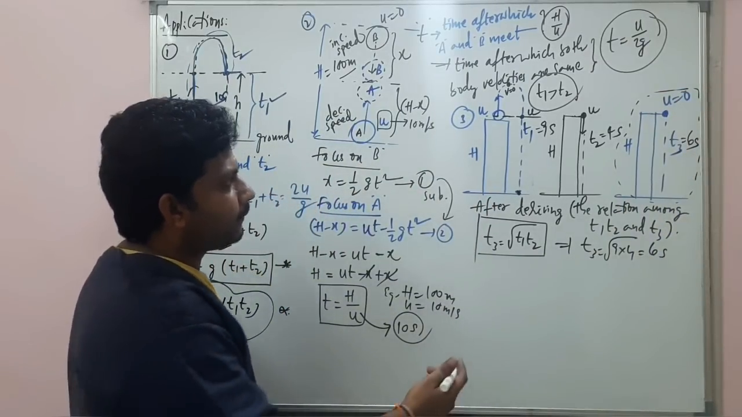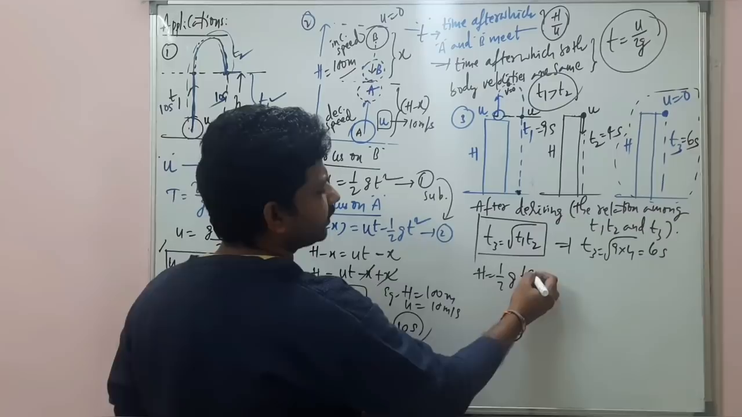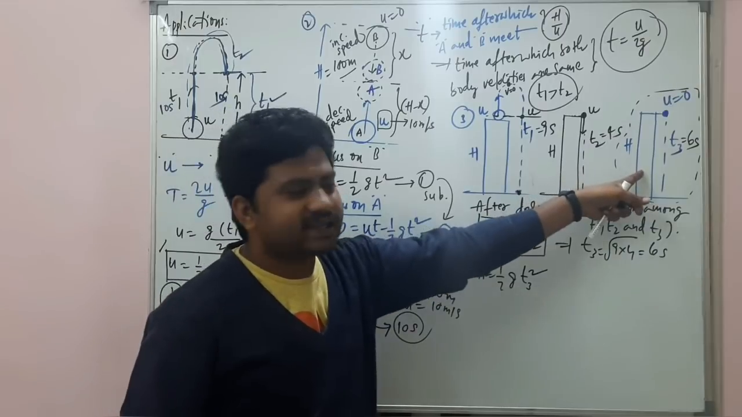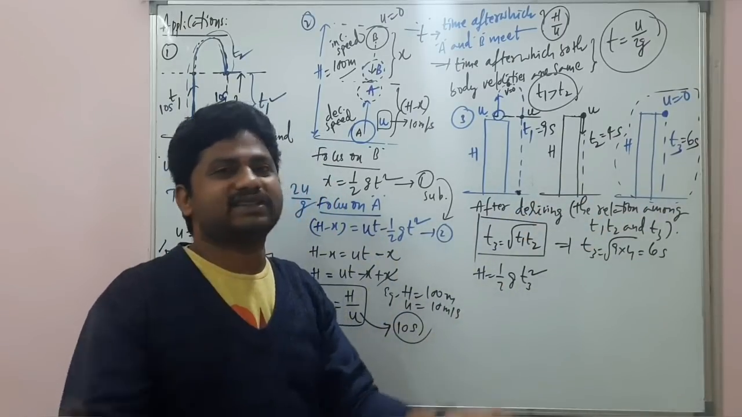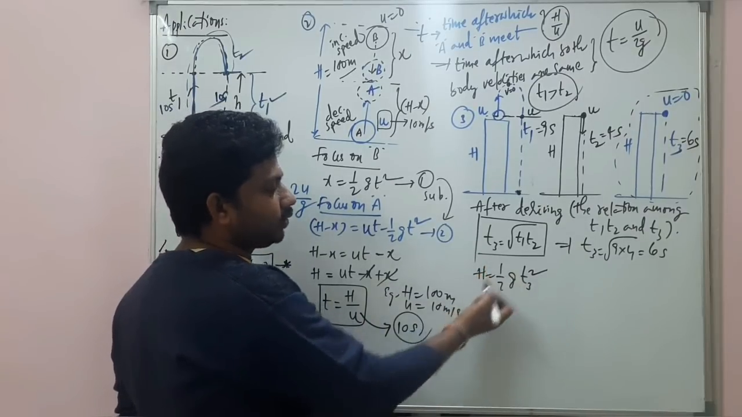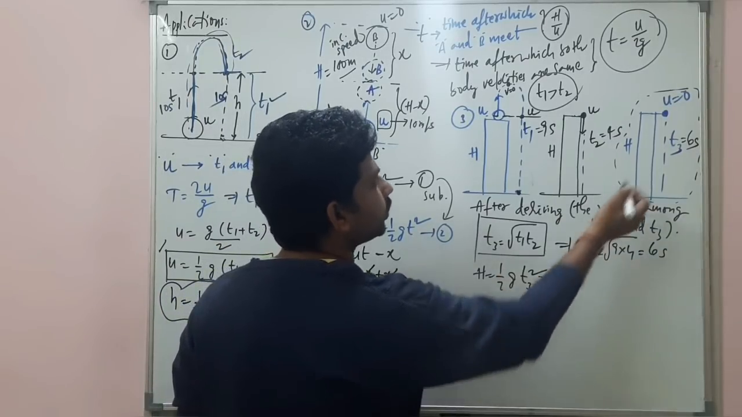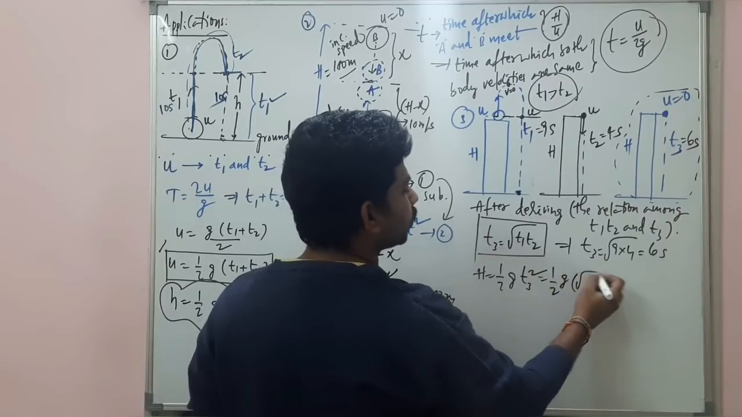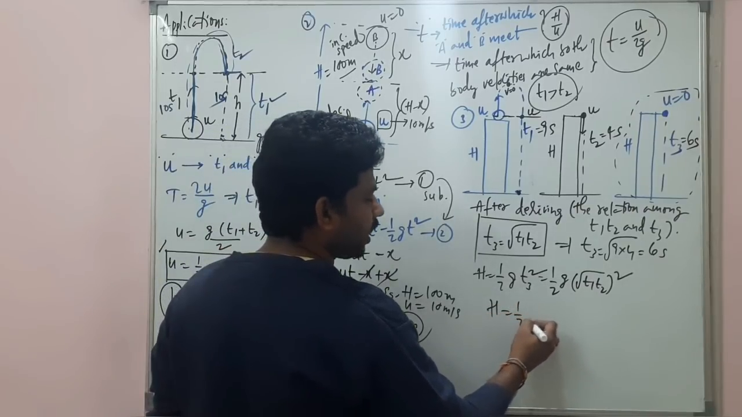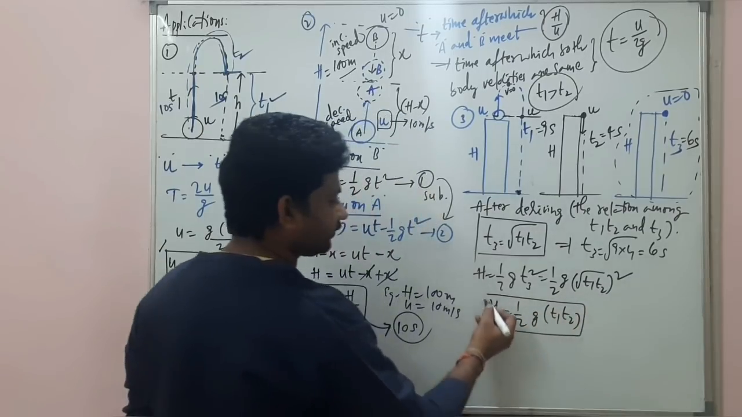If you focus here, you get h is equal to half into g into T3 square. This is the easiest way to find the height of the tower. Maybe in this case or this case or this case, because in all three cases the height of the tower is the same. From the same tower, the three events are happening. So h is equal to half g T3 square. T3 is root of T1 into T2, whole square. So then you get h is equal to half into g into T1 into T2. Remember this h, the height of the tower.